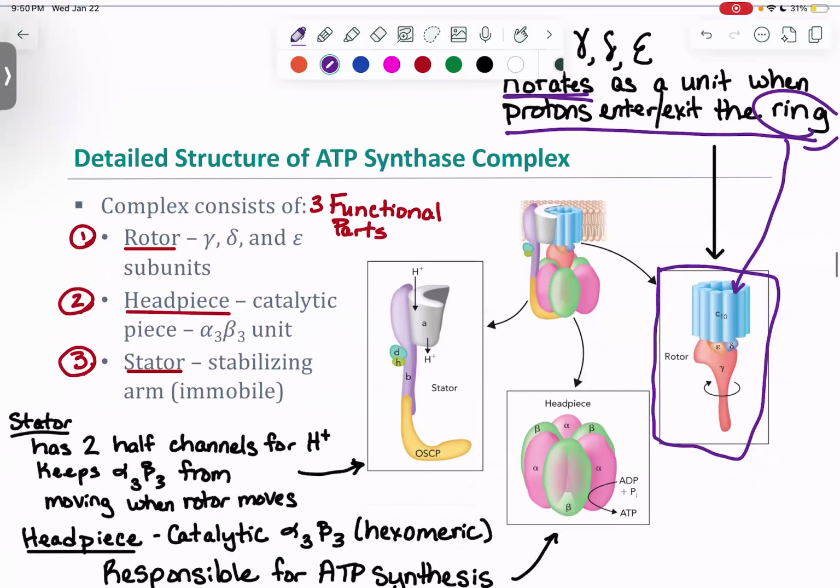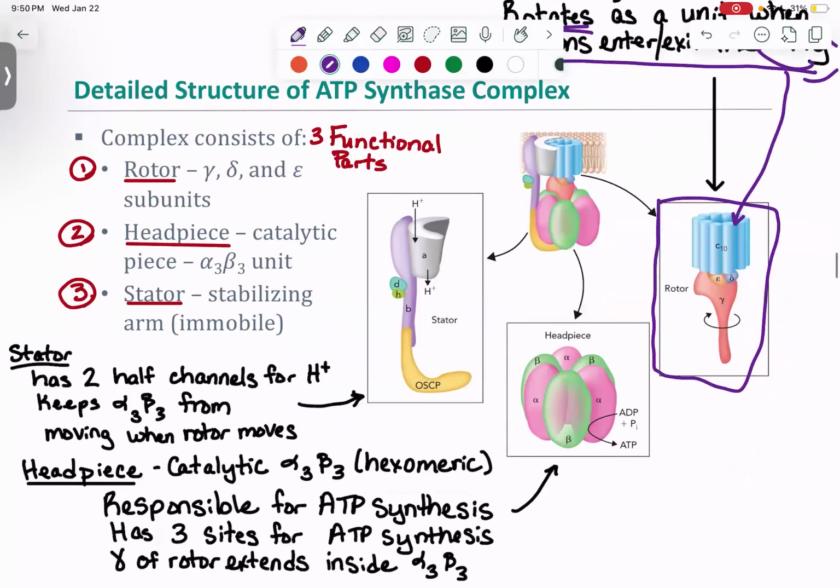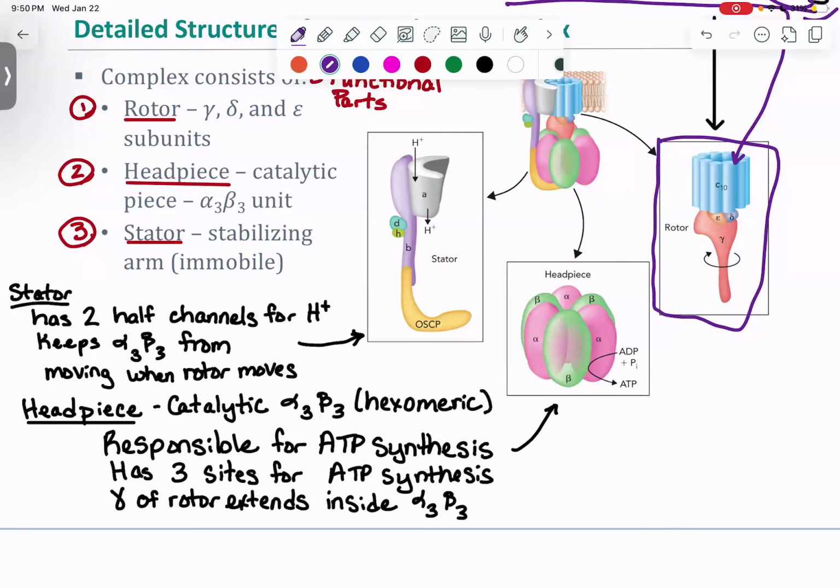Our second piece is the headpiece. The headpiece is our catalytic part. So whenever you think catalytic, here's our headpiece. Whenever you think catalytic, it's the enzyme. This is the mechanism, and this is ATP synthase. So what is the headpiece going to do? It is going to make ATP.